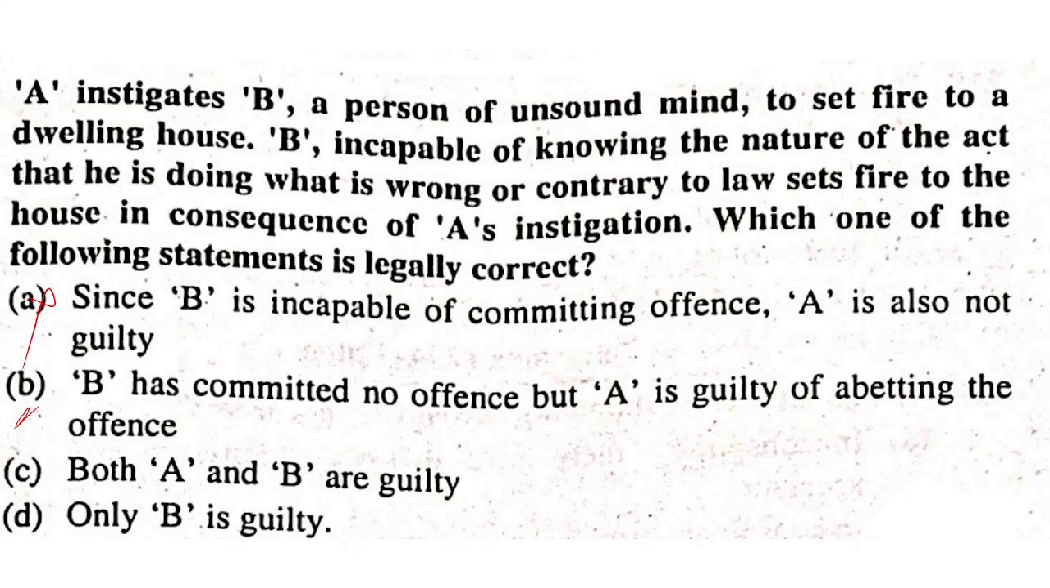Both A and B are guilty? No. B is not guilty because B is a person who is of unsound mind. So B has committed no offense, but A is guilty of abetting the offense.